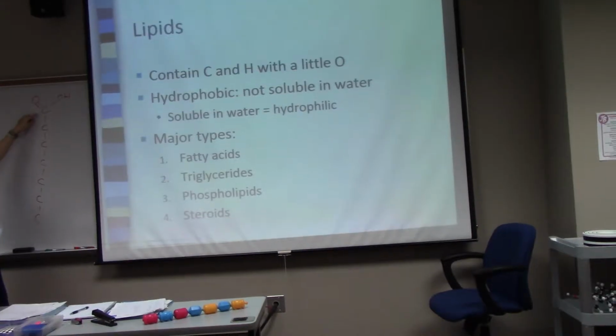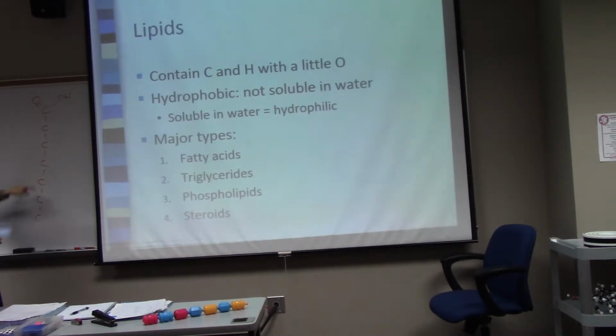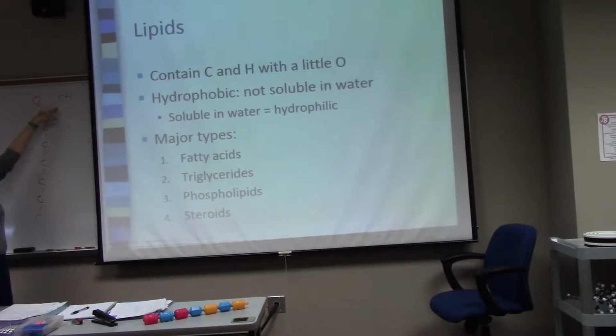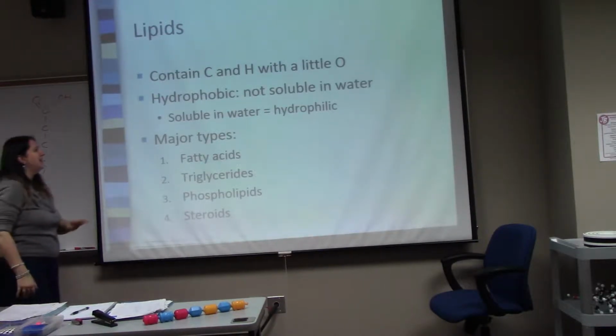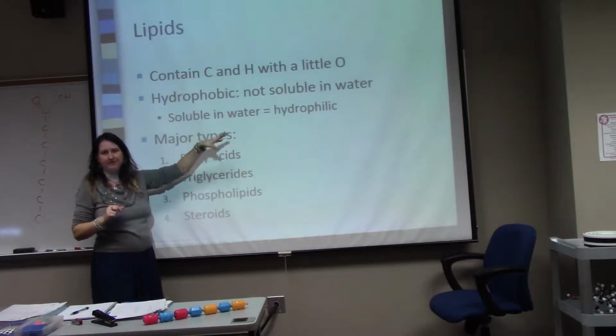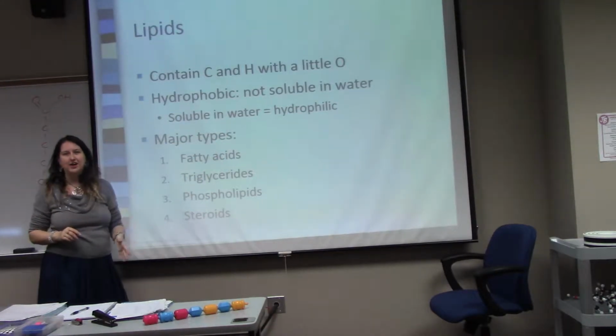A typical lipid is a chain of carbons with a little bit of oxygen on one end. This one is double bonded to the carbon, so it's not polar. This one has the hydrogen, so this is the one polar bond in the whole thing. All the rest of this is just carbon to hydrogen, and they're nonpolar. That means they're not soluble in water. The word for that is hydrophobic.